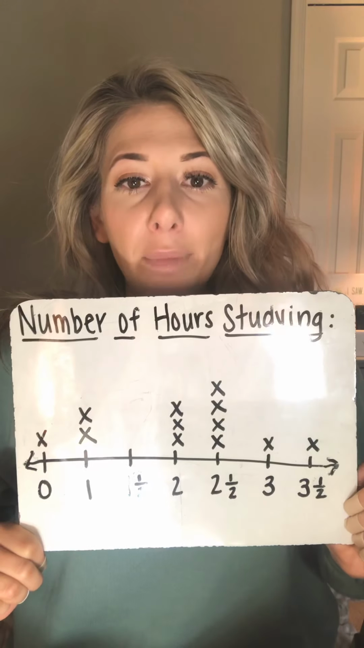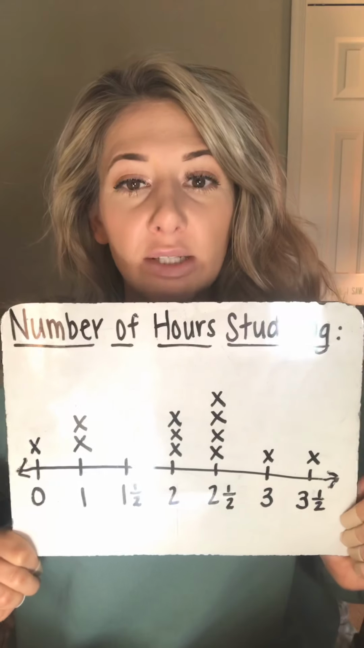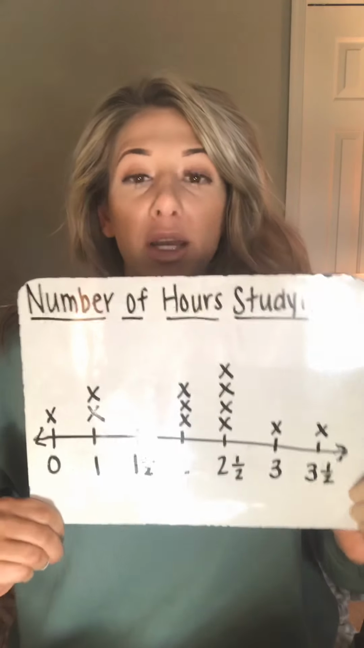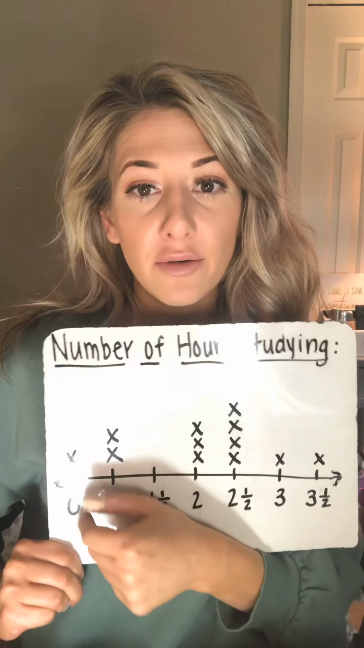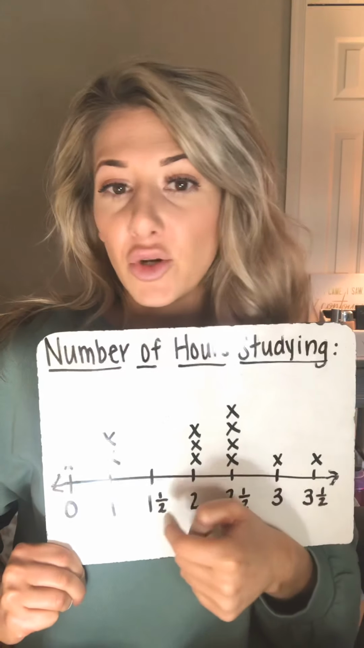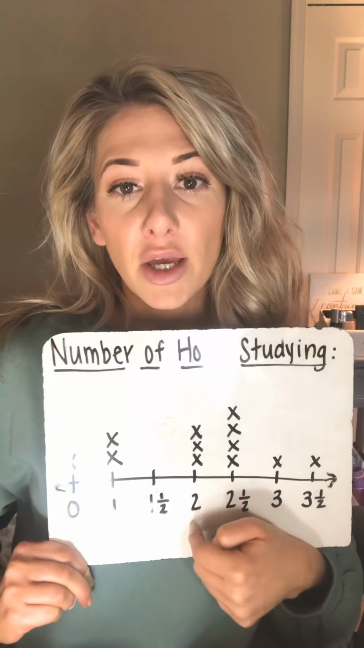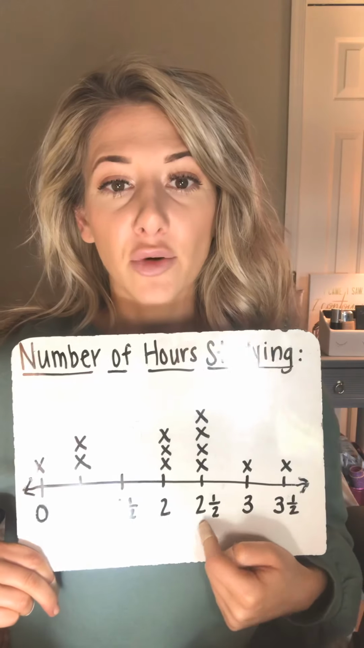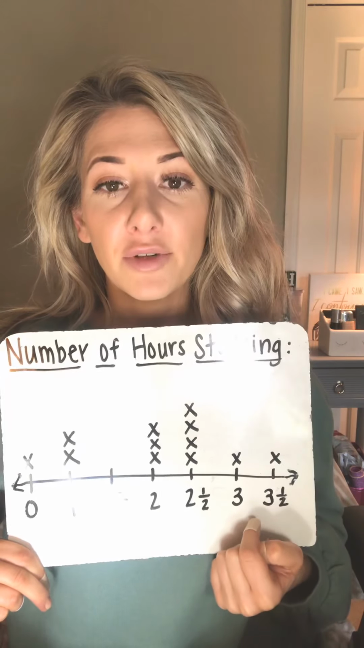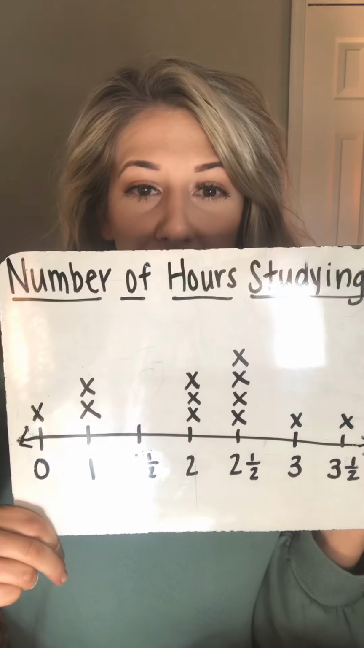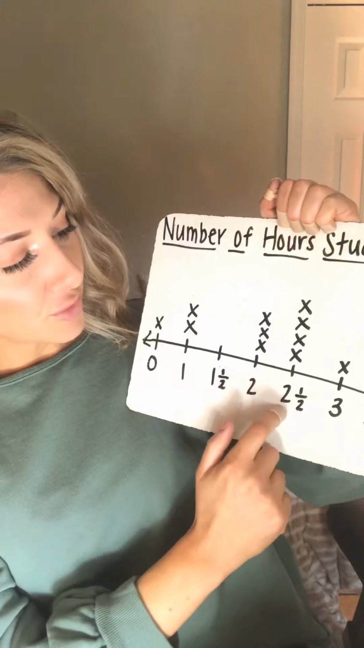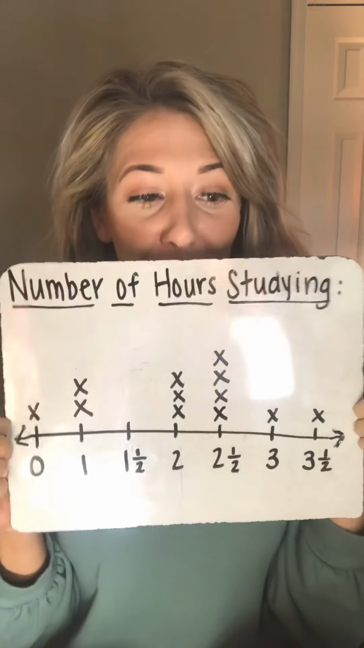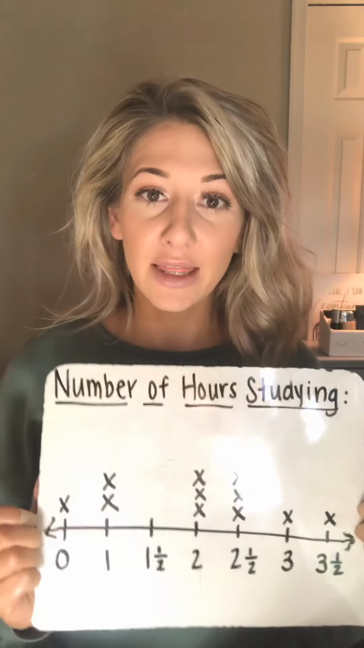Okay, what about a question like, how many hours did the most students study for? So we need to remember most means the biggest number, the greatest number, and we got to look at our whole graph. So 1 for 0, 2 for 1, nobody studied for 1.5 hours, 3 students studied for 2 hours, 4 studied for 2.5 hours, 1 for 3 hours, and 1 for 3.5. So which one has the most? 2.5. Very good. So the most students studied for 2.5 hours. Okay? So this is simple. You can do it.